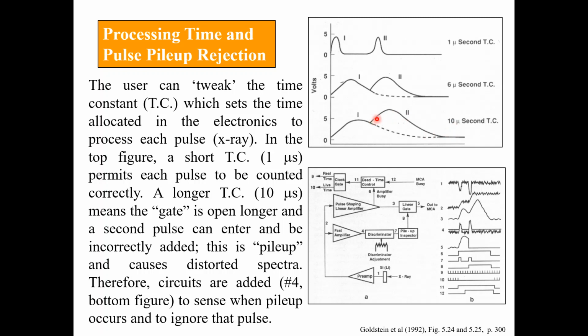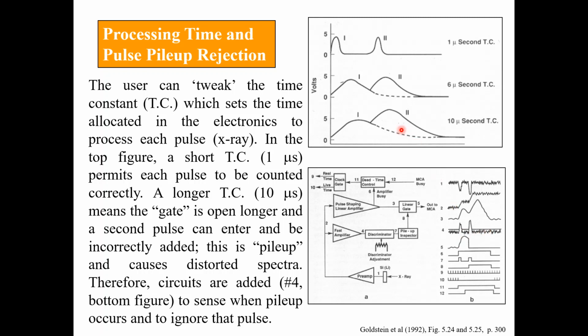Therefore, we added circuit 4 here. Here you can see we add circuit 4 in the basic circuit that you have seen on the previous slide. This additional circuit is added. So what is the purpose of this circuit? Circuit number 4 is acting as a discriminator, and because of that, you can see here how the pulses are being discriminated from each other.